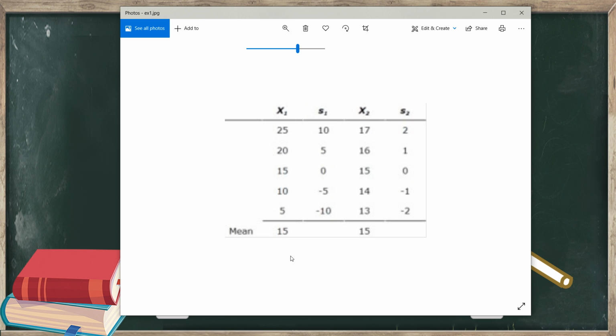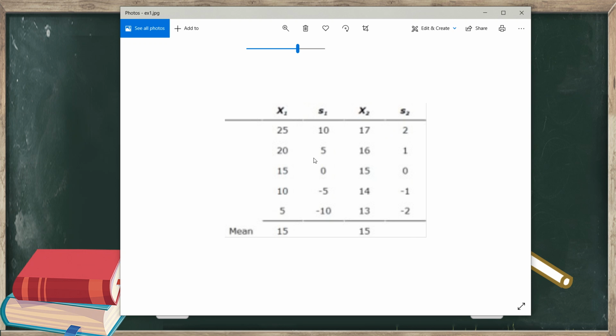I am going to find out the deviation of these observations from the central value. First deviation, 25 minus 15, it is 10. Next, 20 minus 15, it is 5. 15 minus 15, it is 0. 10 minus 15, it is minus 5. And 5 minus 15, it is minus 10. Similarly, I am going to do this procedure for the second data set also, and I got these values after doing the deviations from the mean.